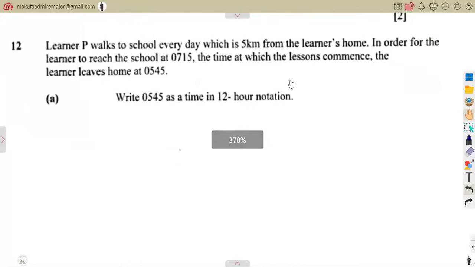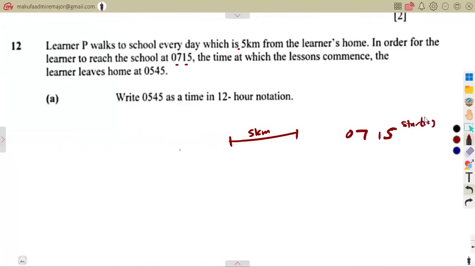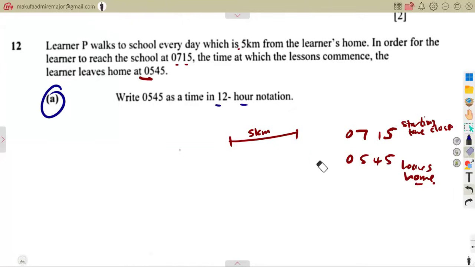Then number 12, learner P walks to school every day. So this learner is going to school every day, which is 5 kilometers from the learner's house. So the distance is 5 kilometers. In order for the learner to reach the school at 7:15, so 7:15 is the time at which lessons commence. This is the starting time for the classes, which means the learner is already at the school. But you're given the time at which the lesson starts. Then the learner leaves home at 0545, which is the time when the learner leaves home. So that was A: write 0545 as a time in 12-hour notation.